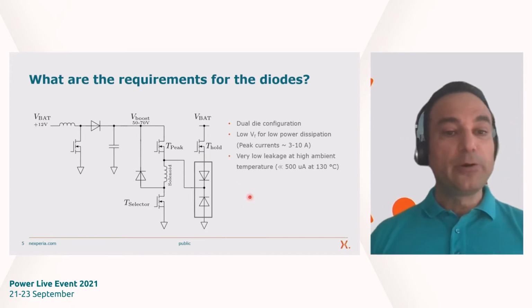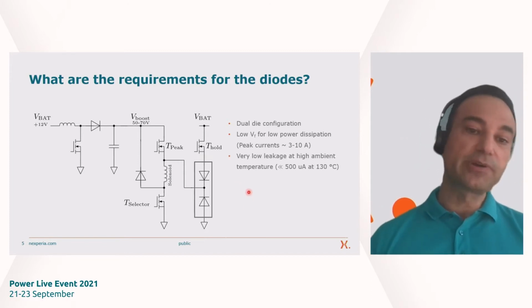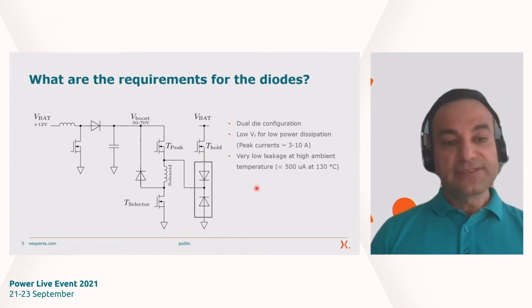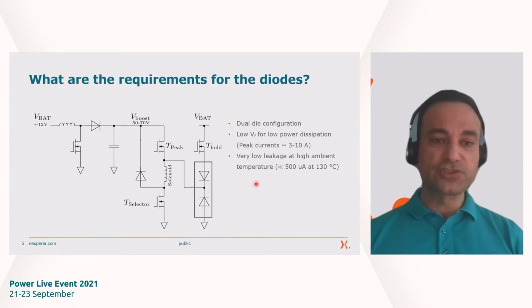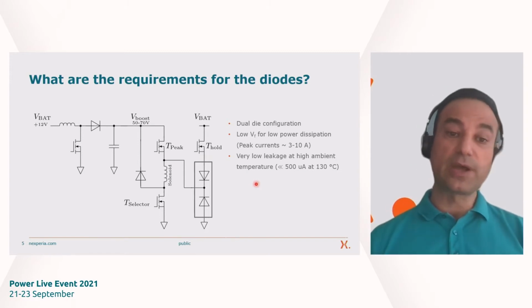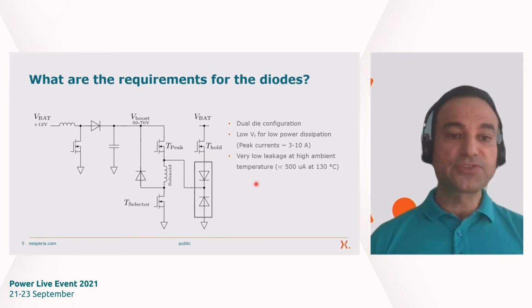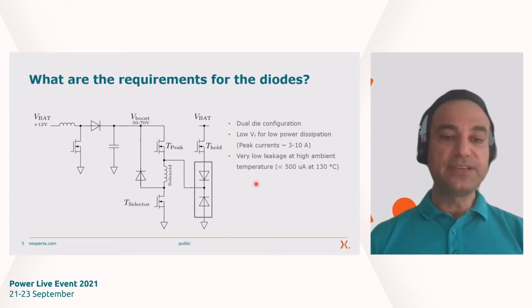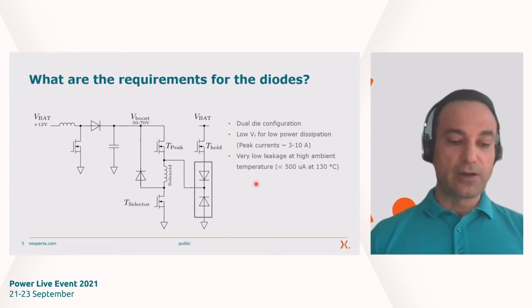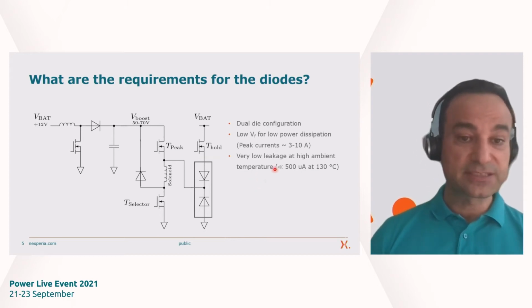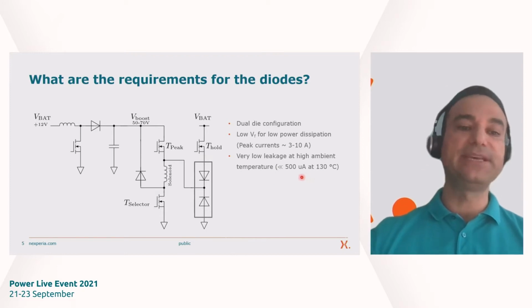We need a very low leakage current. This is a crucial requirement from some of our automotive customers. The reason behind is not just some thermal runaway concerns, but also due to the fact that they have a diagnostic current in this system. And this diagnostic current must not be covered or masked by any leakage current, of course. And this is especially the case at high ambient temperatures.